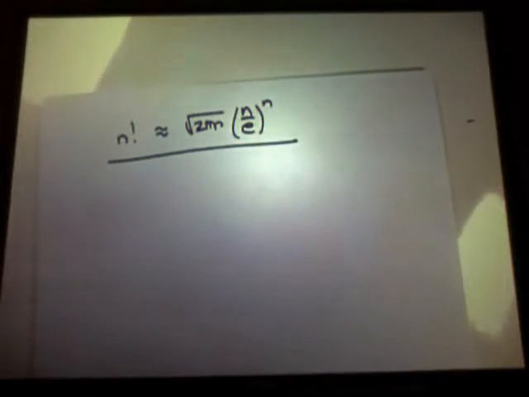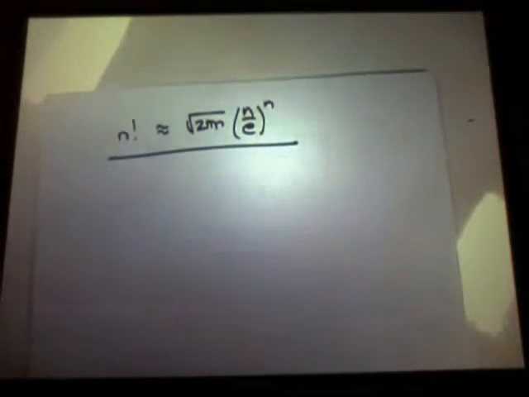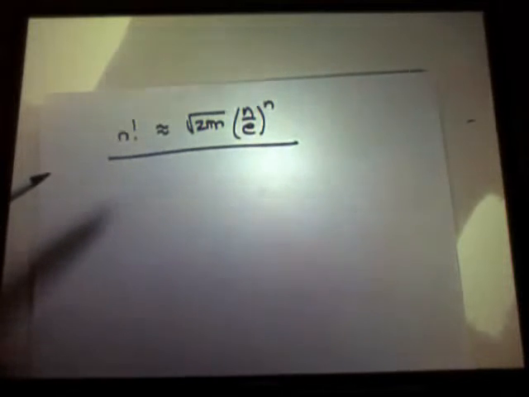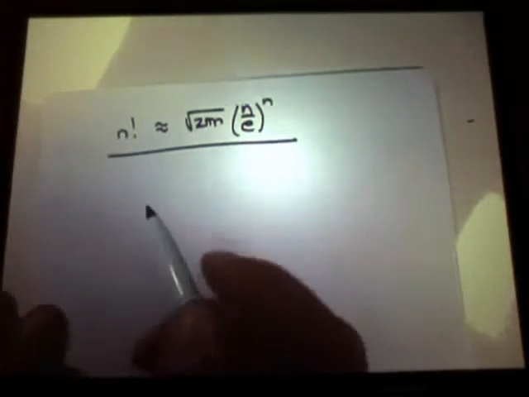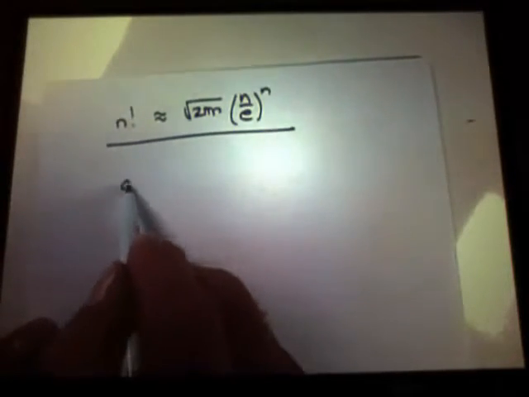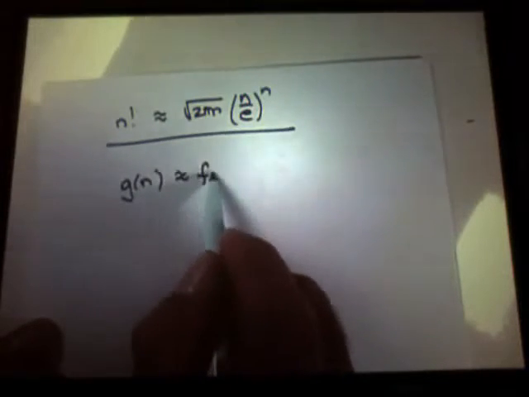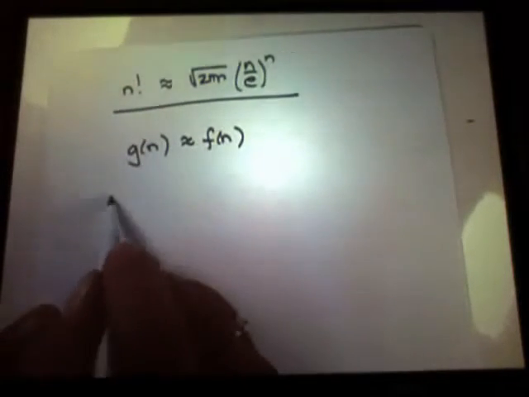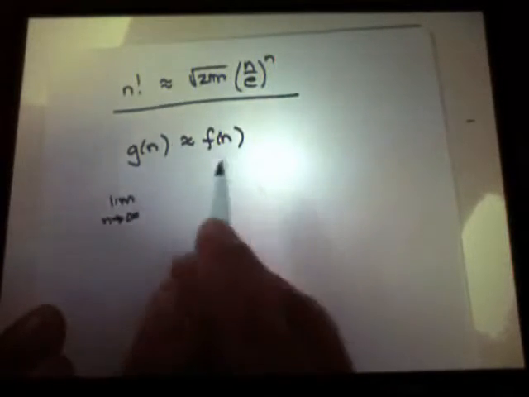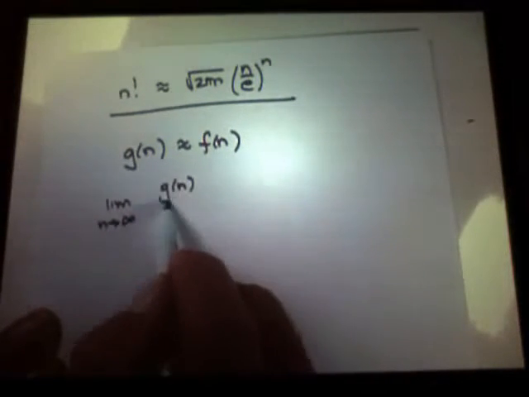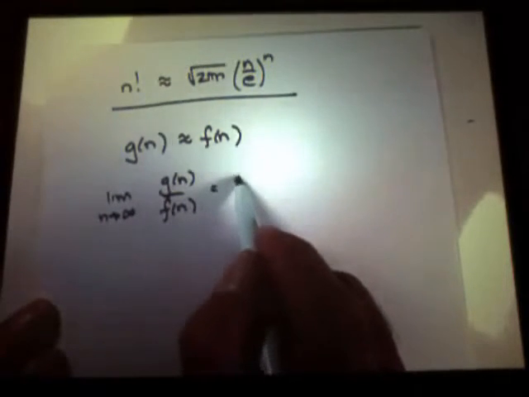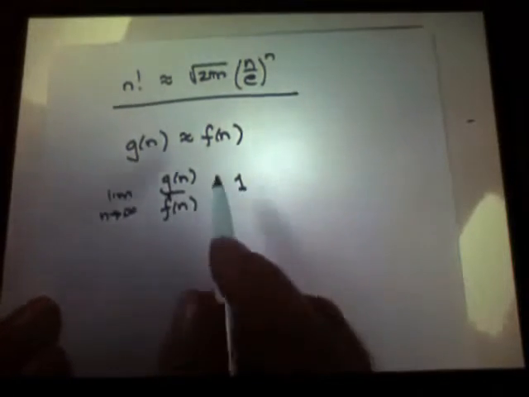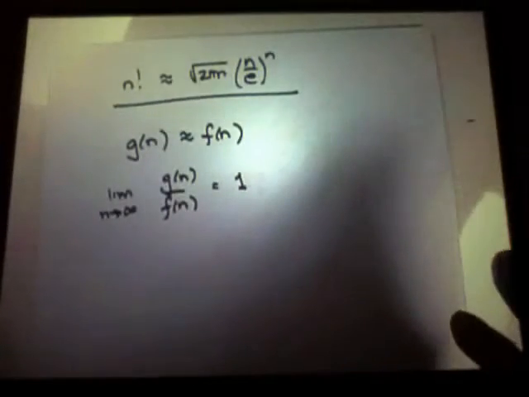You know the difference between absolute error and relative error? Its relative error as n goes to infinity is 0, but its absolute error is infinite. If you're using g of n to estimate f of n, then the limit as n goes to infinity of g of n over f of n, if that's 1, then it is relatively error-free, right?